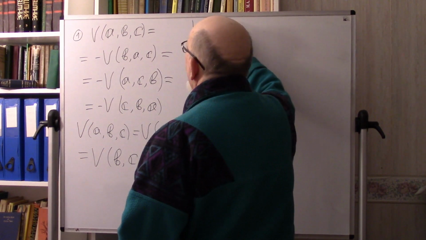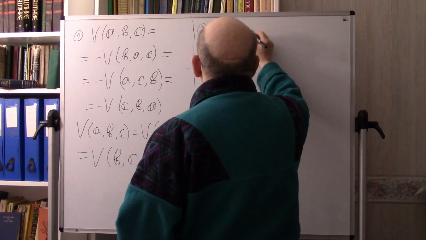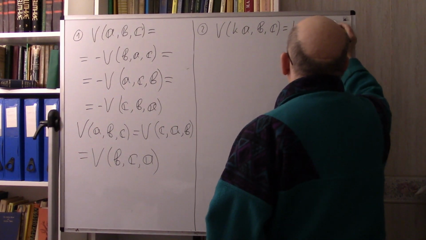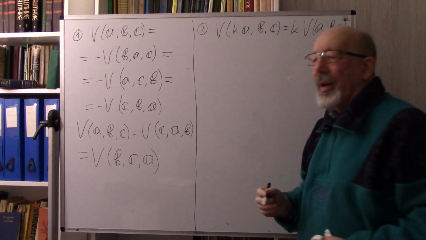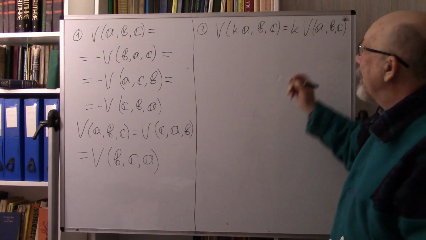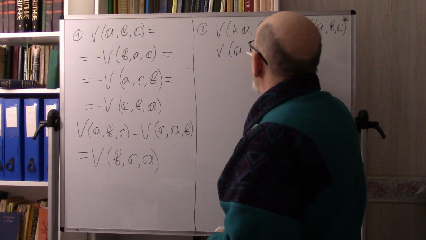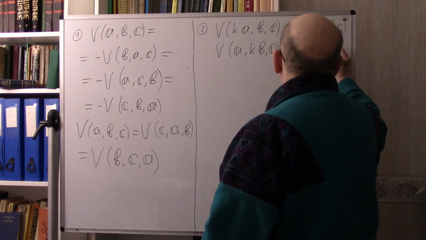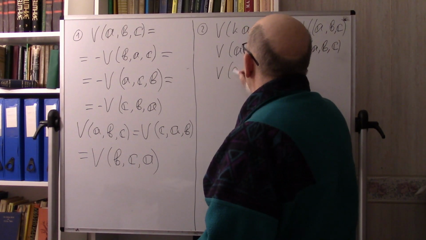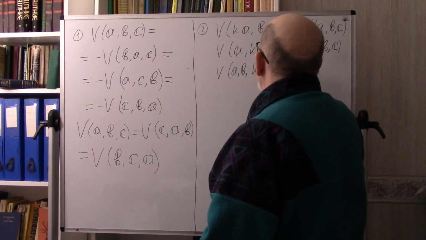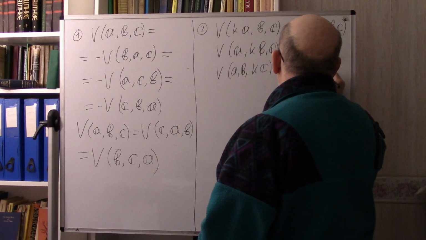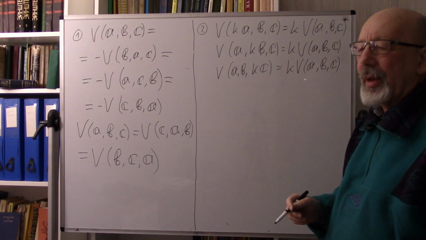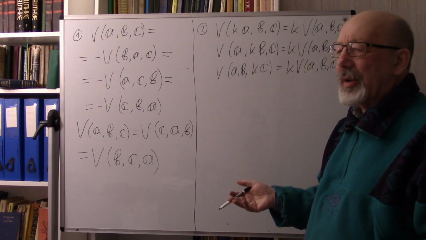Next is that V of kA, B, C equals k times V of A, B, C. It is the same as it was before, and the same is V of A, kB, C equals k V of A, B, C. And V of A, B, kC equals k times V of A, B, C. So all three are proved like in the plane. Consider the case k positive and k negative.